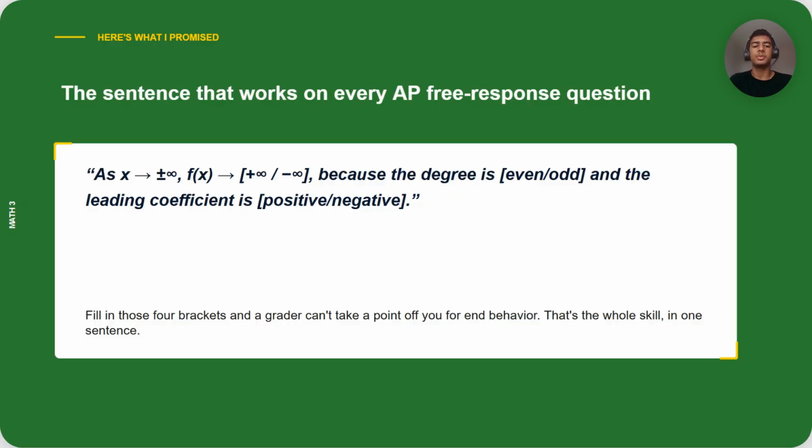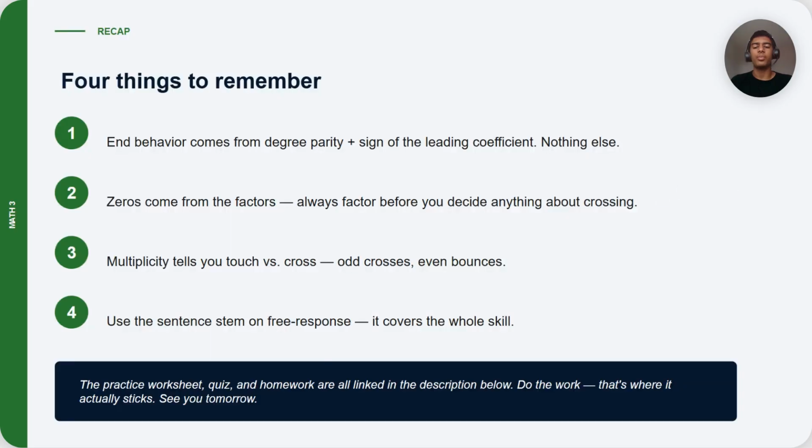Okay, here's what I promised you at the start. There's one sentence stem that covers end behavior on any free response question. And if you memorize the structure, inside a specific answer, it works every single time. As x approaches positive or negative infinity, f of x approaches, and you fill in positive or negative infinity, because the degree is even or odd, and the leading coefficient is positive or negative. Fill in those four brackets correctly, and there's no partial credit ambiguity left for any grader to take a point off. That's genuinely the whole skill expressed in one sentence.